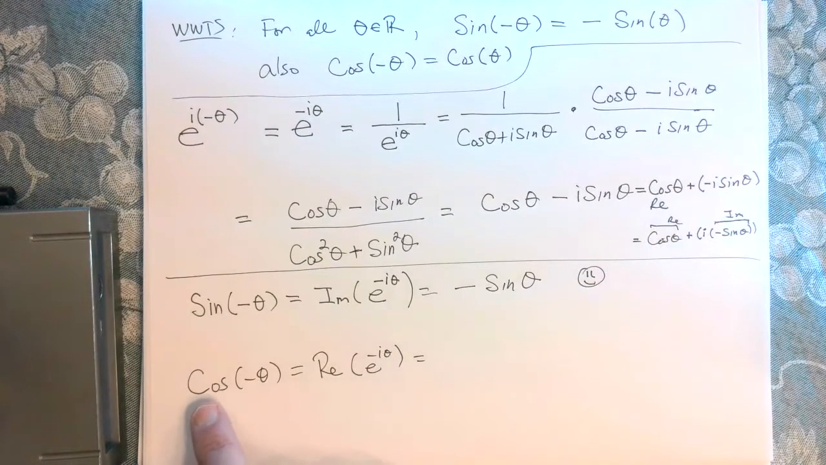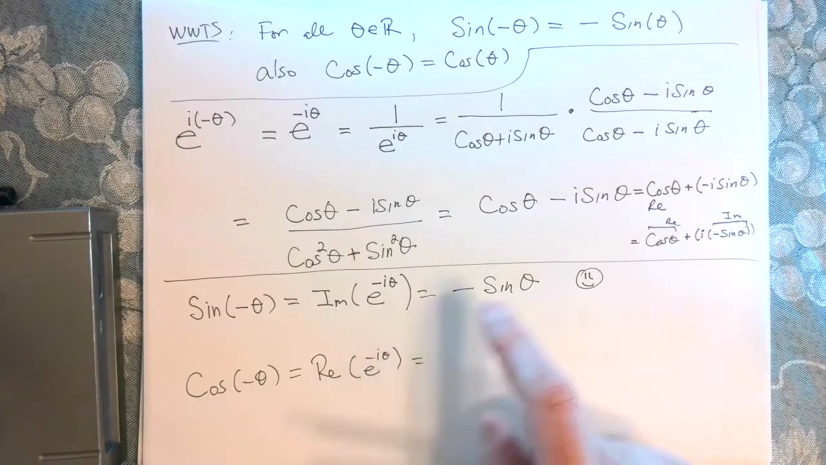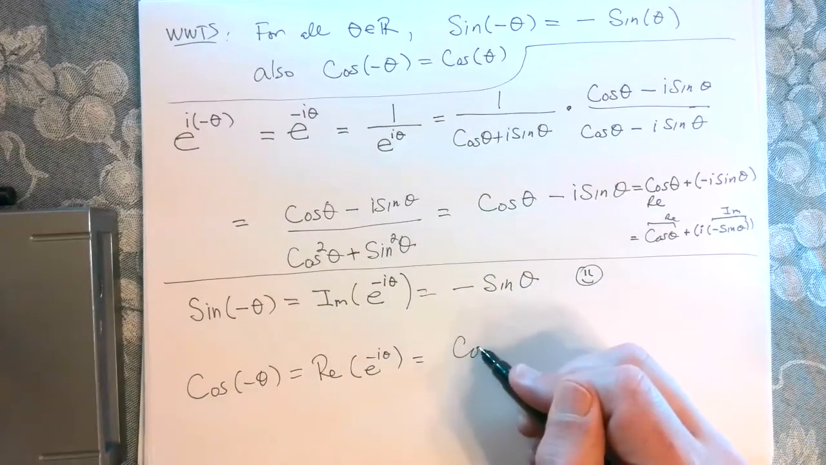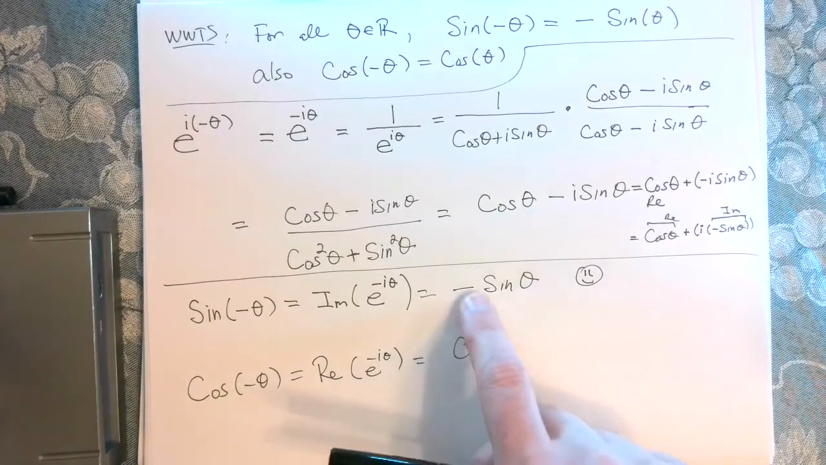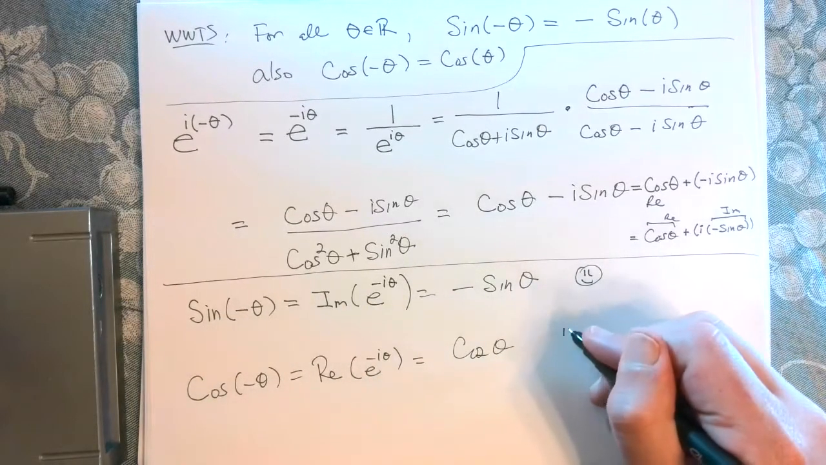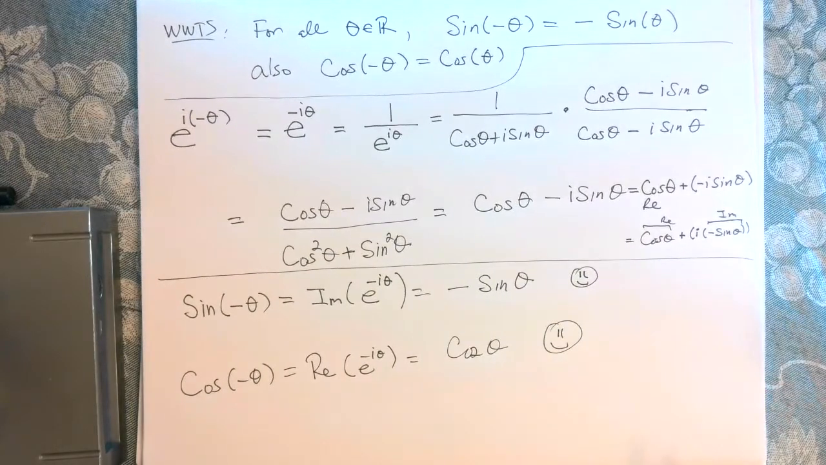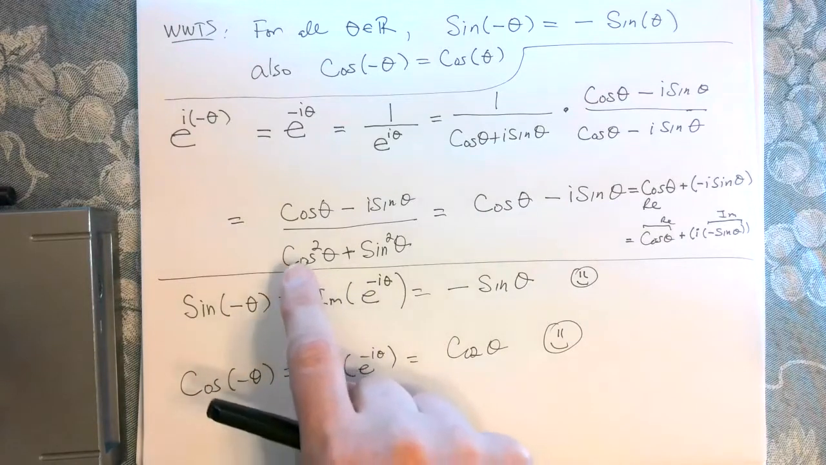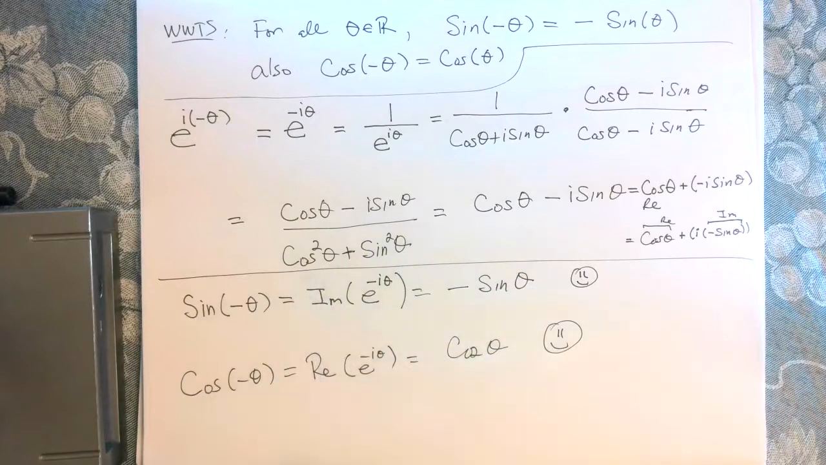Okay, so as we said, cosine of minus theta is exactly the real part of this, and the real part is cosine of theta. And there's your even function rule for cosine and your odd function rule for sine proven. So cool. Isn't that awesome? I love this formula. So now, as a little bonus, let's prove that classic Pythagorean identity that this is equal to 1.